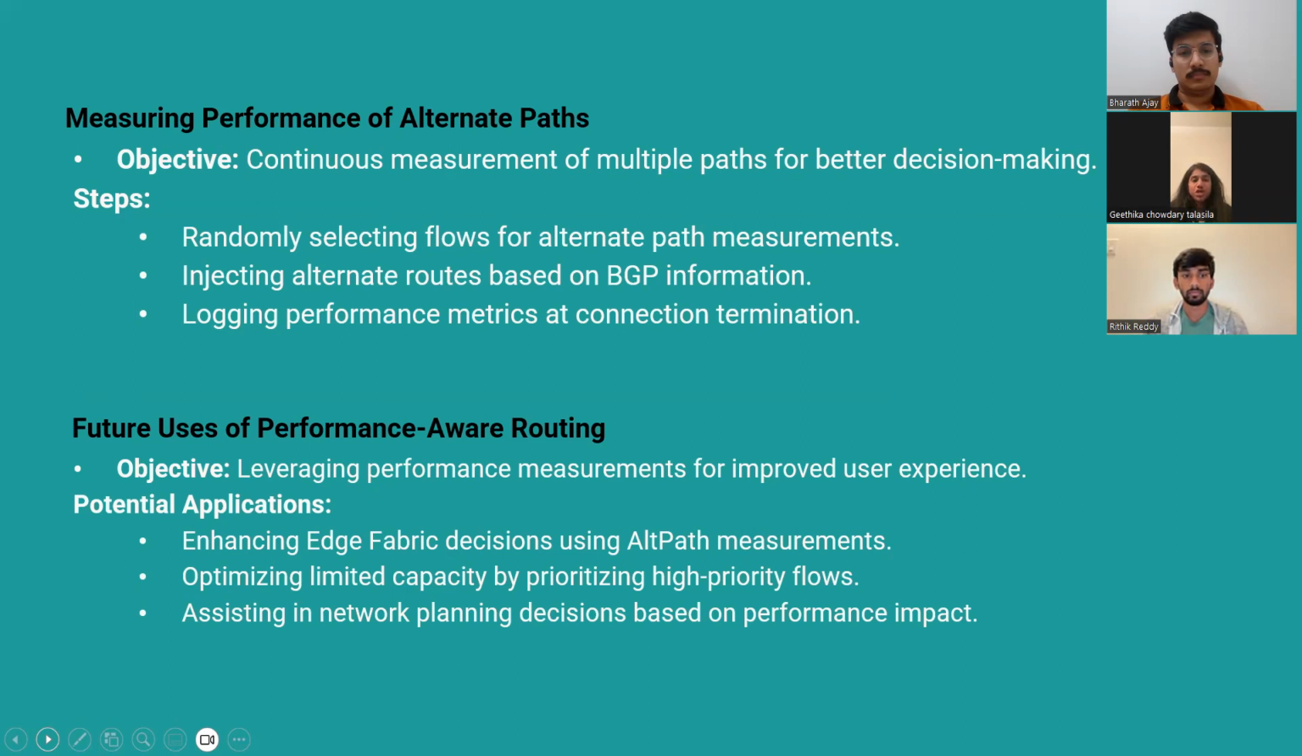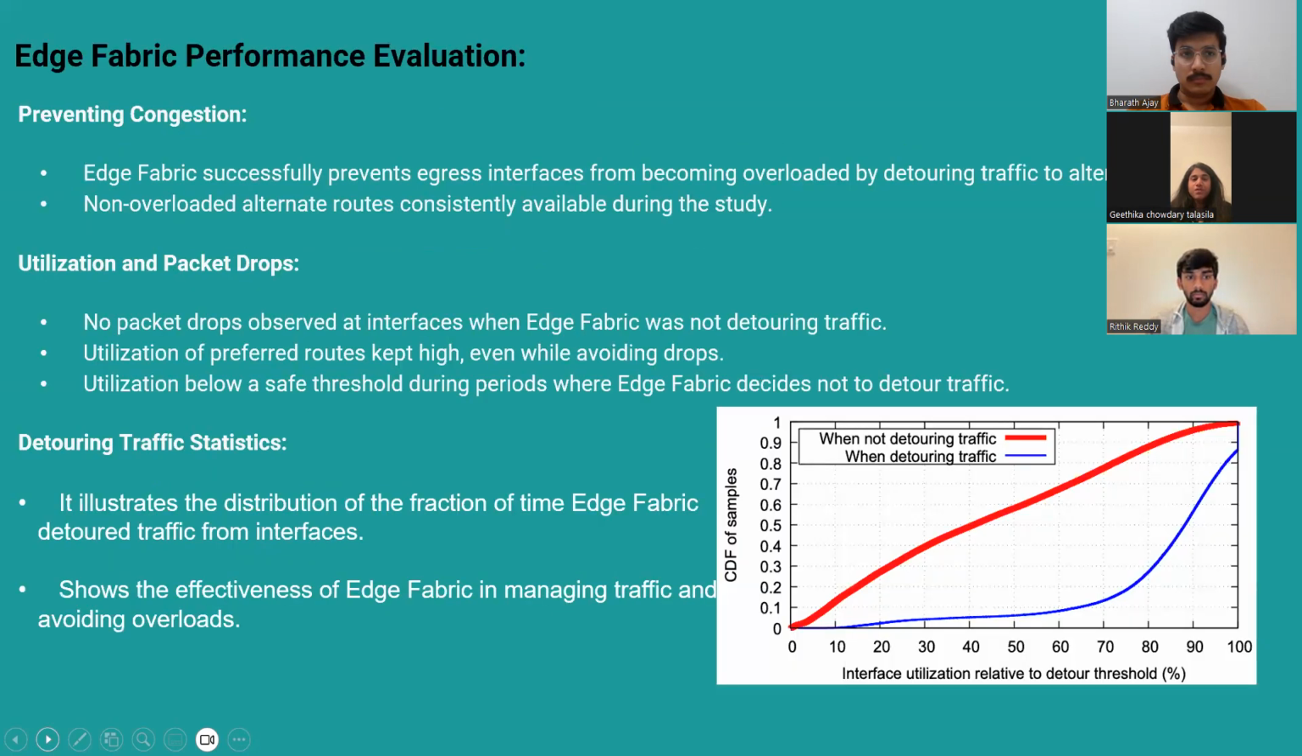So for the future uses of performance-aware routing, here we are leveraging the performance measurements for improved user experience. Potential applications include enhancing Edge Fabric decisions using the measurements, optimizing limited capacity by prioritizing high priority flows, and assisting in network planning decisions based on the performance impact. So, these are measuring performance of alternate paths and the future uses of performance-aware routing. Next slide. From this, Ritik will be continuing the presentation.